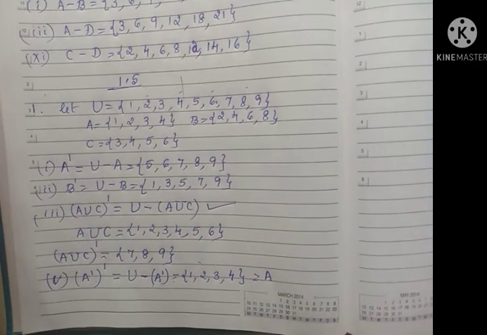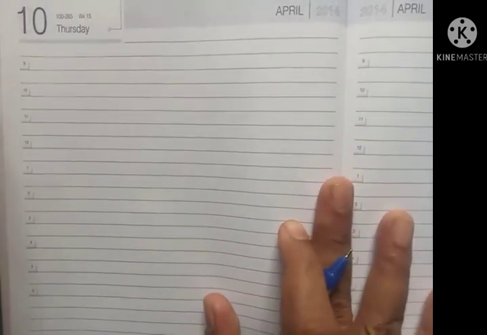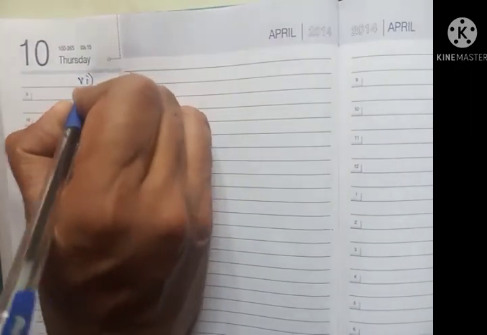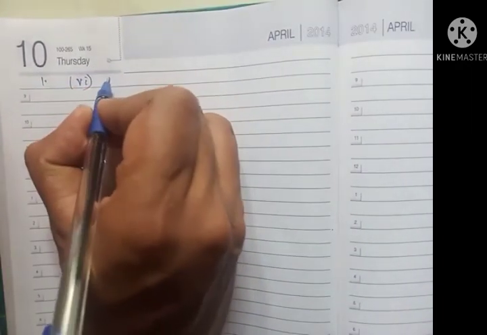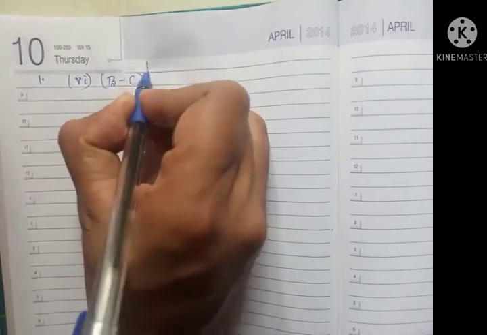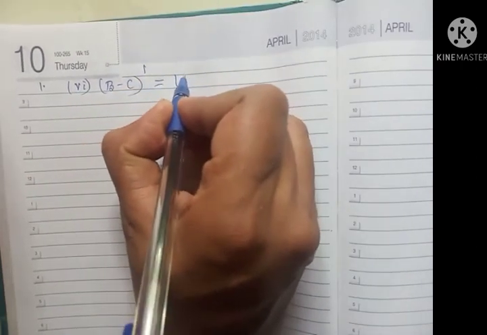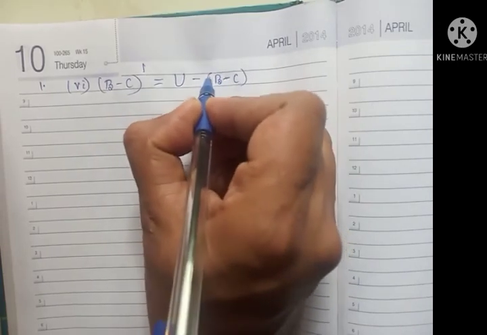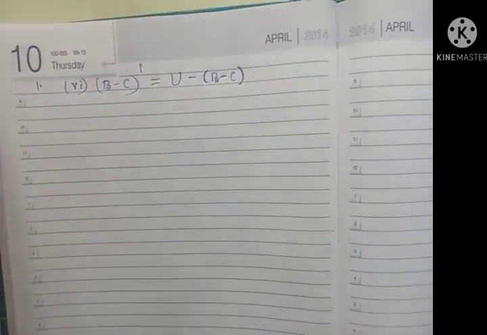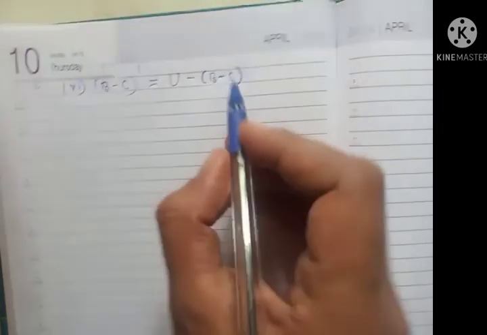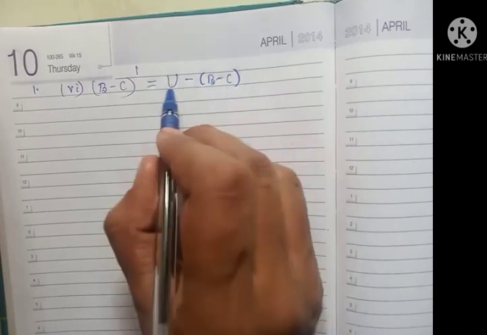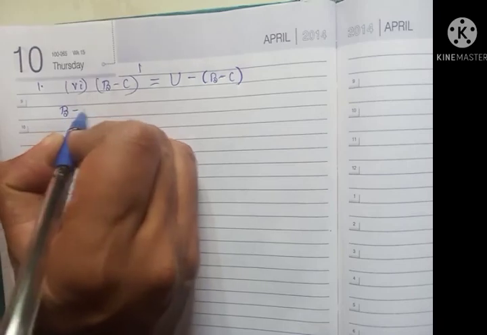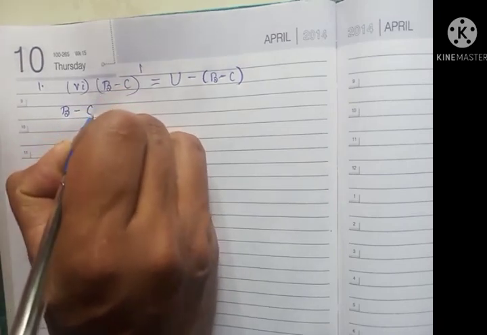And the last one is B minus C complement, the sixth one. Here also this is nothing but universal set minus B minus C. So don't get confused. I have written a bracket here. First you have to simplify the bracket, after that the remaining, you know the rule. That means first you have to find out what B minus C is.